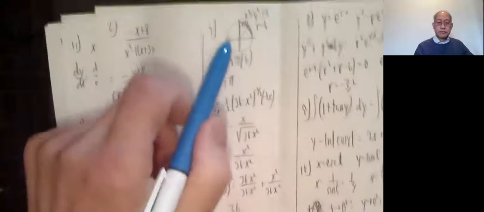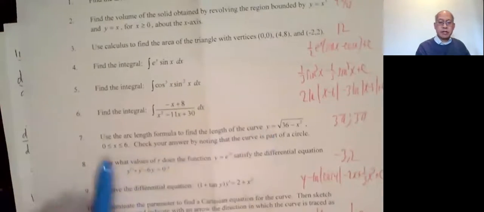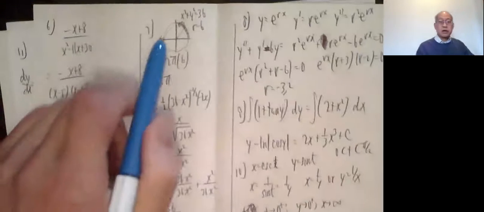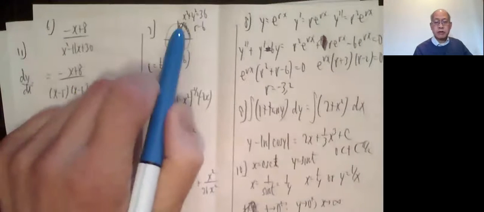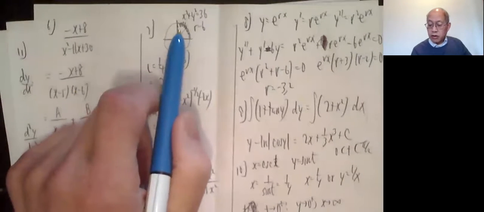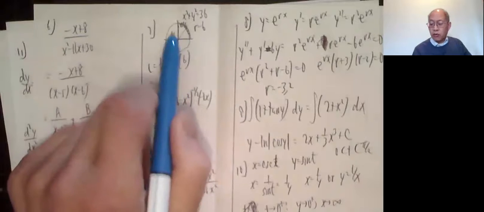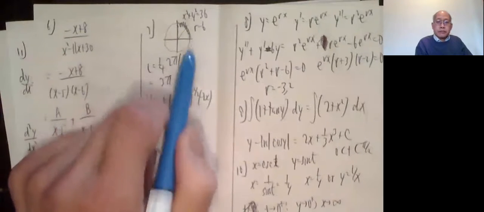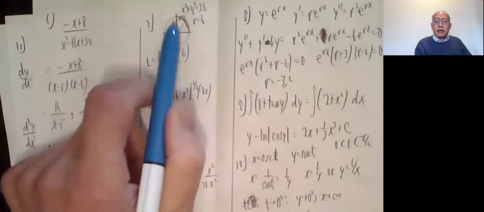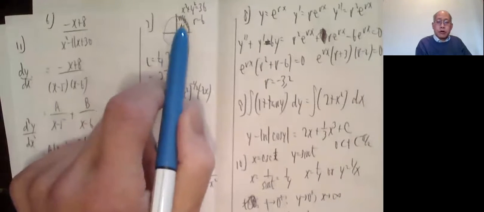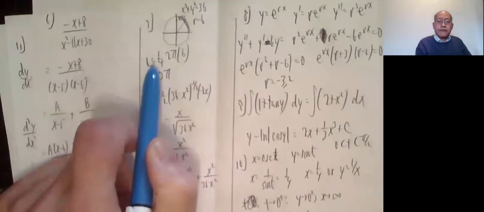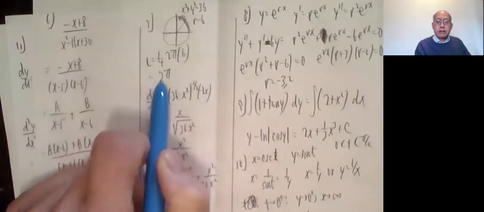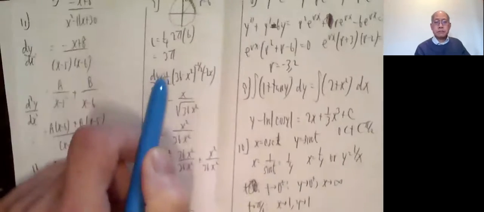Okay, 7. You have part of a circle of x squared plus y squared equals 36 between 0 and 6. So this is x squared plus y squared equals 36, but it says only go from 0 to 6 for x, and y equals means only the top part. So we're trying to find this arc length here. Okay, and if you go by the formula for the circumference of a circle, you have a quarter of a circle, so the length should be 1/4 of 2 pi r, which comes out to be 3 pi.